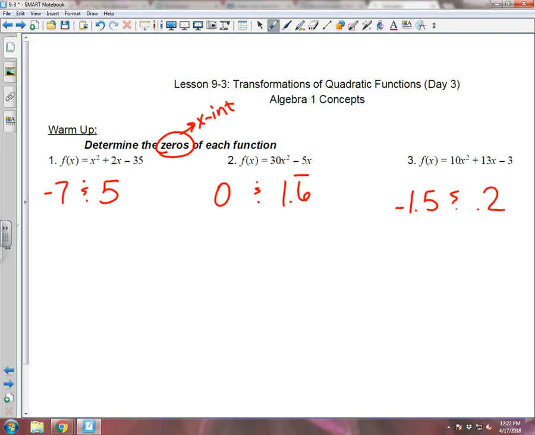Okay, so remember what this means, folks. Those are the answers. That means when you plug them in, it will make them 0. Remember, we look for these x-intercepts because they are quadratics. They have a highest power of 2.